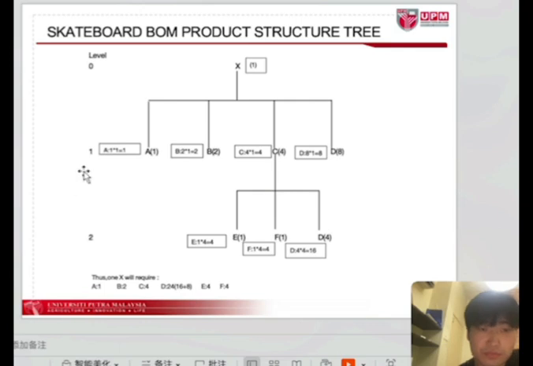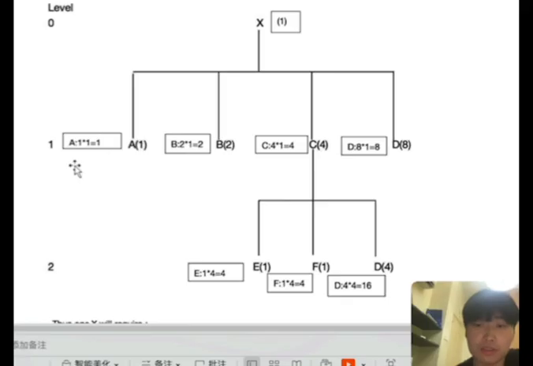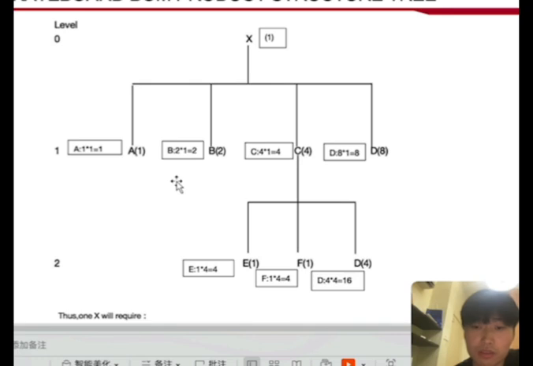For example, A equal to 1 plus 1, where the first one means 1 unit of x. 1x needs 1a, 1 unit of a, and the second one means we are producing 1x. Similarly, B equal to 2 plus 1, where 2 means 1x needs 2b, and the 1 is again the number of x.